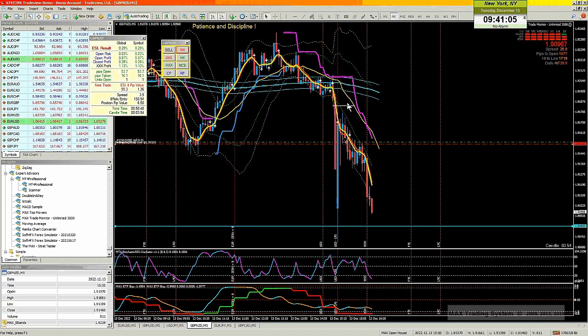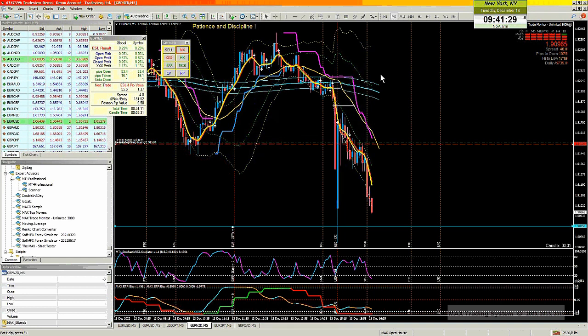We can follow the Mo line, which is this gold moving average. We can follow also this green line, which is what we call the training wheels. It is a 1 standard deviation Bollinger Band. So we have several complementary rules to adjust our stop loss.